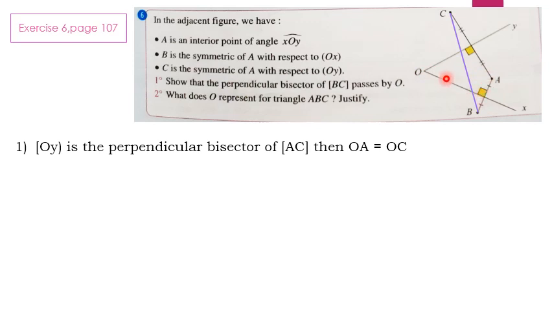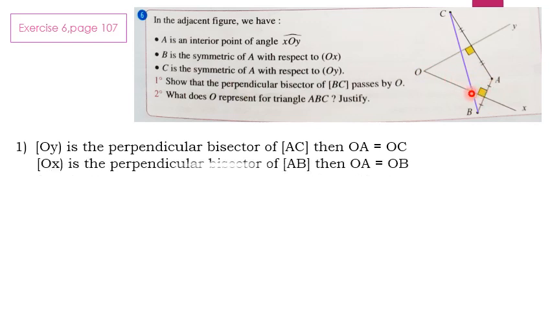Again, OX is the perpendicular bisector of AB. This means that OX is perpendicular to AB at its midpoint. Okay, what do we understand here? O is a point on the perpendicular bisector, then O is equidistant from A and B, and that's why I can write OA equals OB. Here we have OA equal to OC and OA equal to OB.